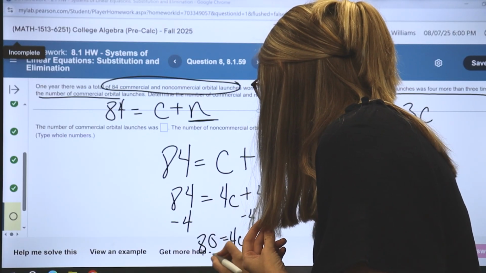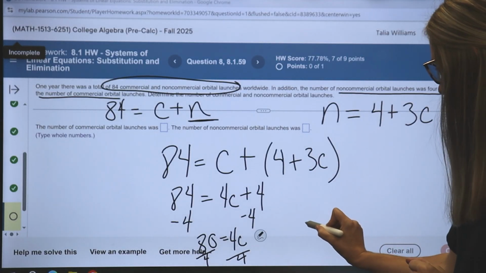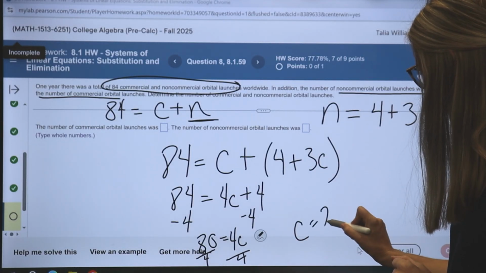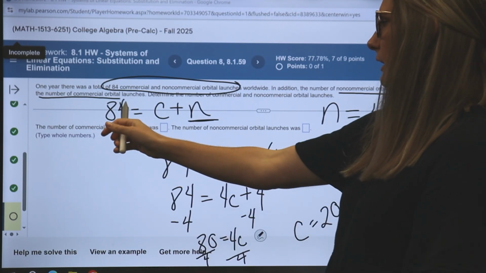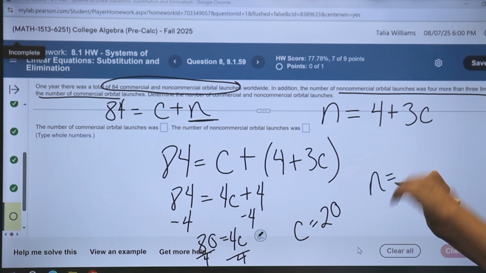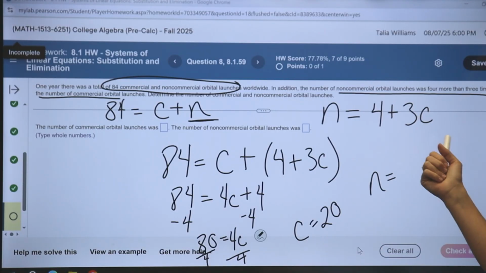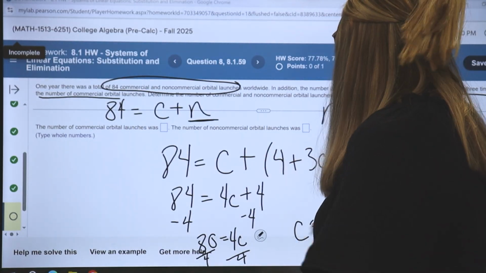Divide by 4. 80 divided by 4 is 20. So we're going to have c equals 20. Now when you go to solve for your n, you can either plug it in here and do 3 times 20 is 60 plus 4 is 64, or 84 subtract 20. The easier way to do it is just take what you found and subtract it from the total. So it's 64.